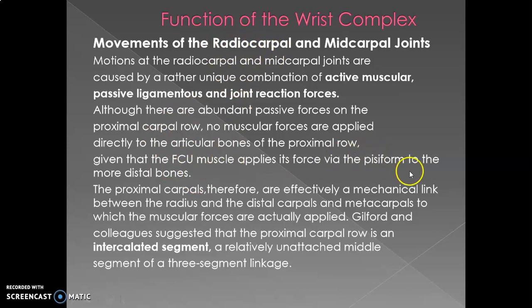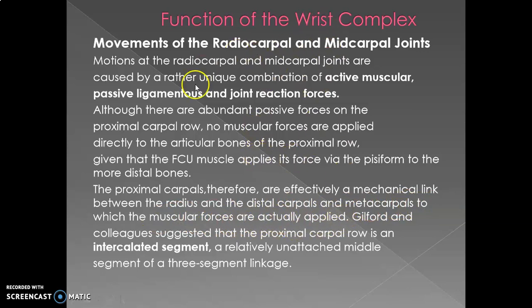We did not give much importance to the pisiform bone because it was enveloped or surrounded by soft tissues, and it acted mostly along with the FCU, that is flexor carpi ulnaris muscle, during the contraction of this muscle, and therefore stabilizing. So much of the stability of the radiocarpal or the proximal carpal bones is through the passive forces of the ligaments. The proximal carpals therefore are effectively a mechanical link between the radius and the distal carpals and the metacarpals, to which the muscular forces are actually applied.